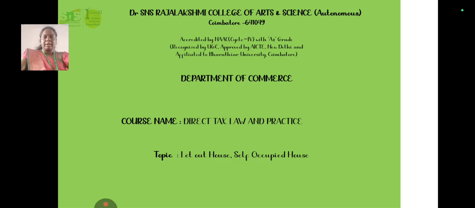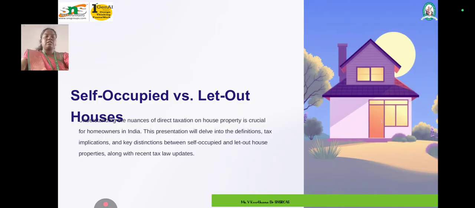So today we can see a lecture series on the subject Direct Tax Law and Practice. In the videos so far, we have seen much about direct tax, assessment year, previous year and salaries and everything. Now we can see what is a let-out house and a self-occupied house, which come under income from house property. This presentation will deliver the definition, tax implication, and key distinctions between self-occupied and let-out house property, along with recent tax updates.